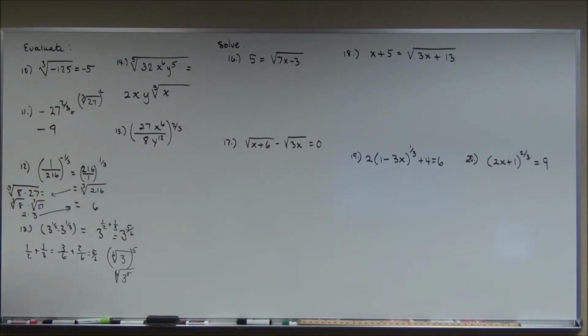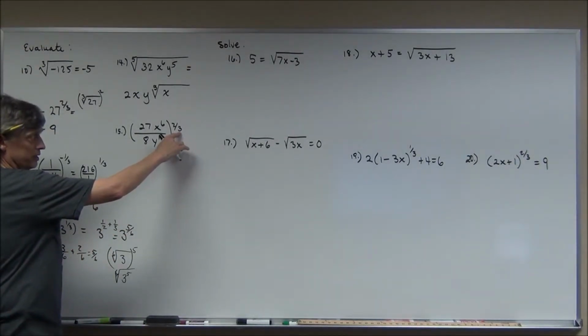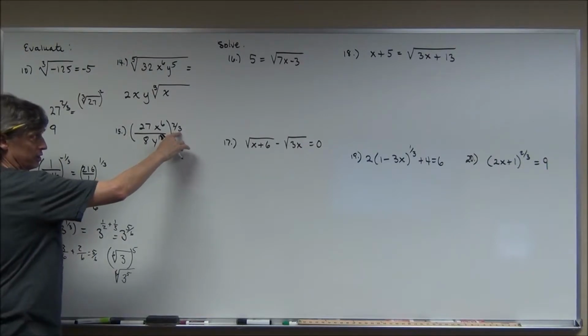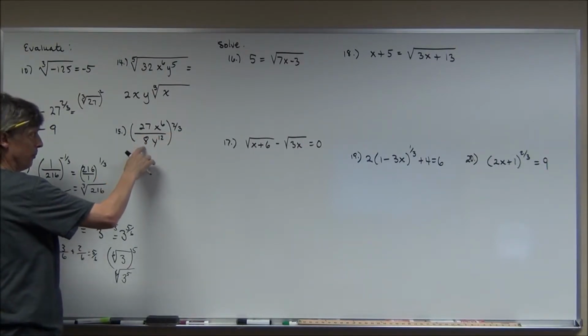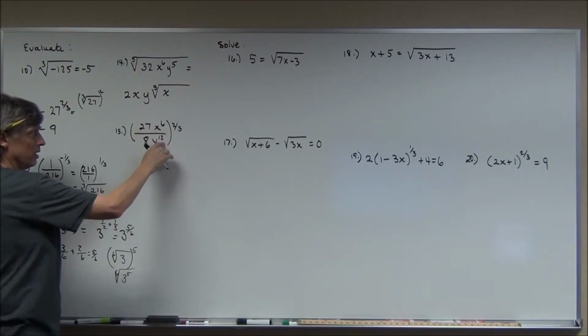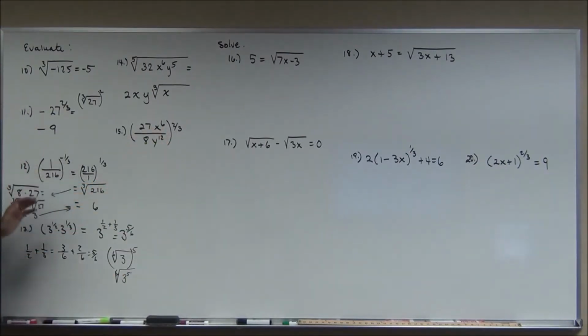This guy here, I kind of like the fact that my index for my root here is the denominator of this rational exponent. It's the 3. This is a cube root. Because I'm looking at these numbers, they're perfect cubes. This is 3 times 3 times 3. This is 2 times 2 times 2. And these are divisible by 3, so these are powers. These are also perfect cubes.